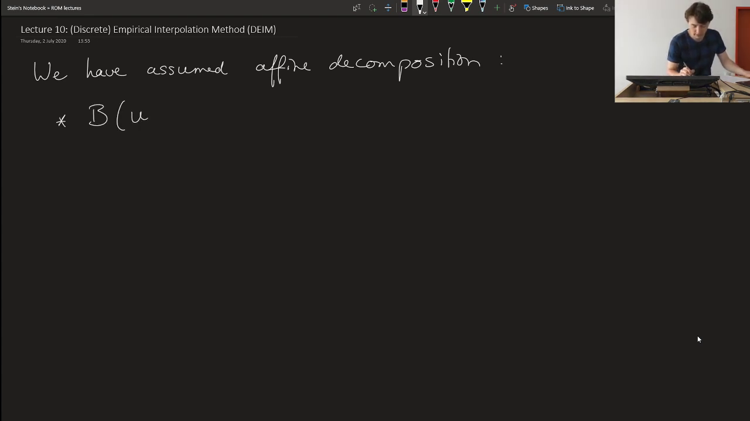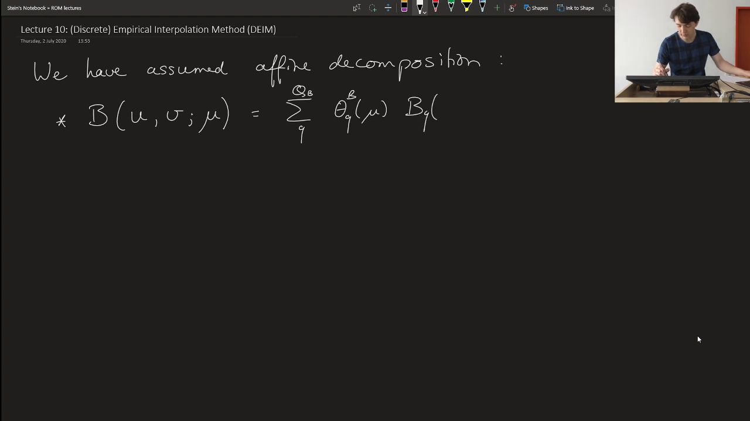Right? We have a parameter-dependent bilinear form, which means that we have a bilinear form which takes a function u and a function v and a parameter mu, which may be some sort of a set of a whole bunch of numbers. And we're going to assume that we can write that as the sum over Q_b components of functions dependent on mu multiplied by bilinear forms independent of mu. Right? So that's the affine decomposition assumption.